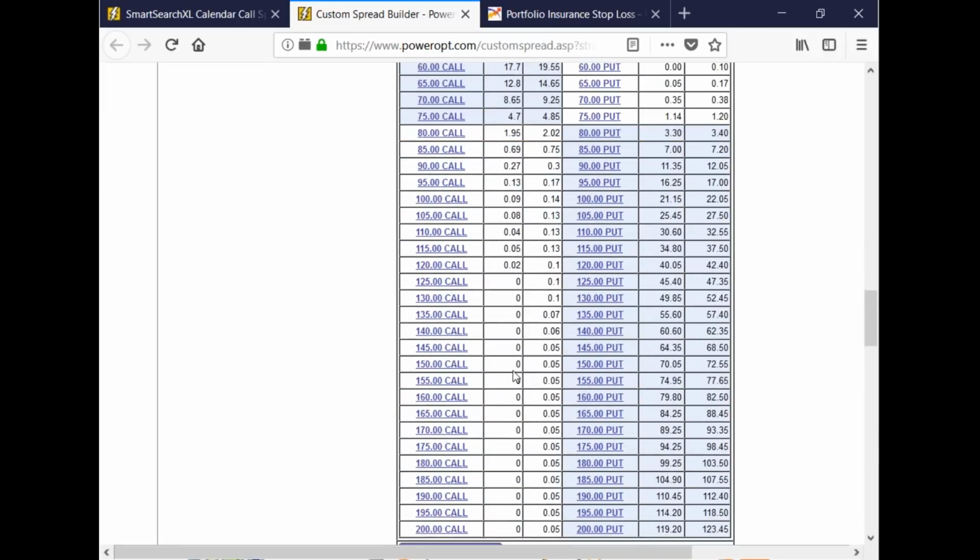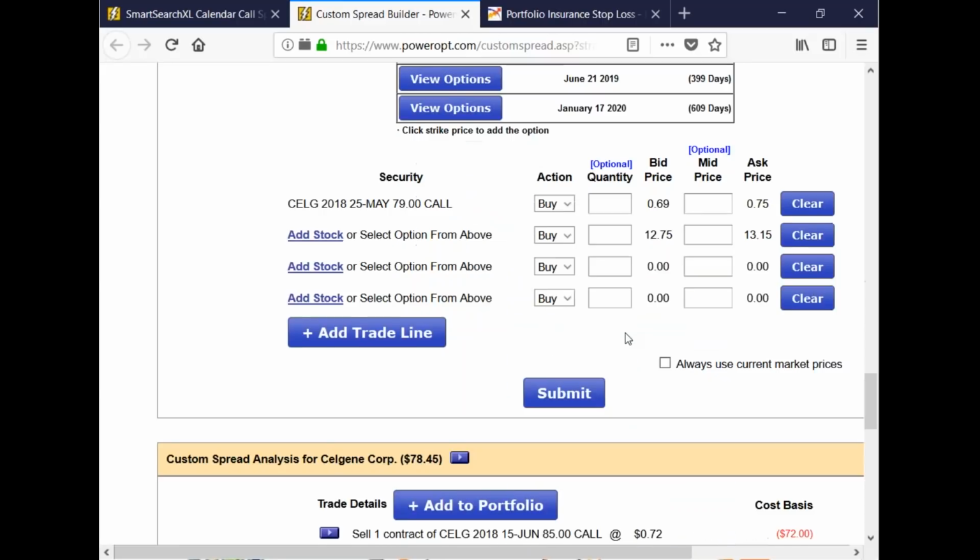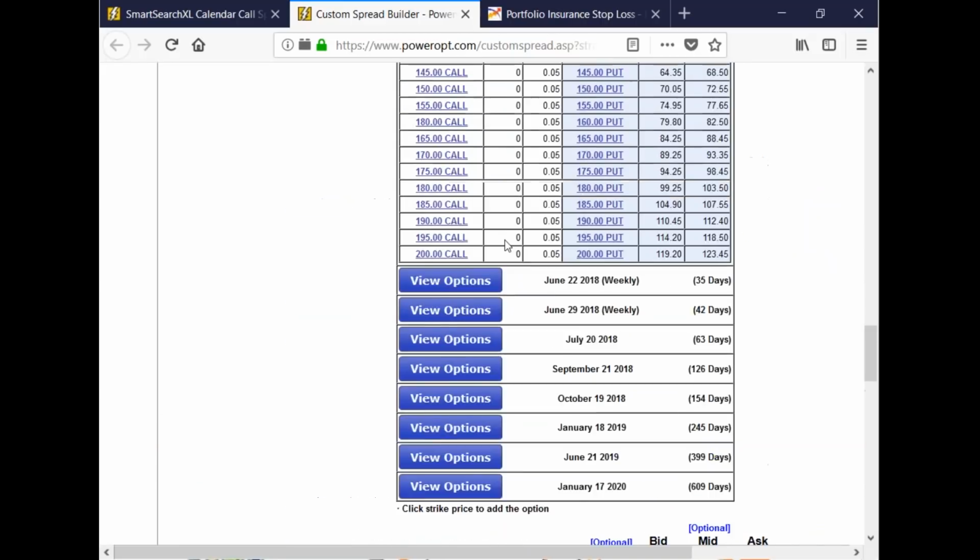But again, as I mentioned, we'd be buying the same strike. Here's where it gets tricky. In this case, the June 15th hasn't converted over to the weekly strikes yet. It will when it gets about 3 weeks away. So there isn't a 79 to do a vertical spread, or horizontal, my apologies. So let's crop this out here. Let's just stick with the 80.